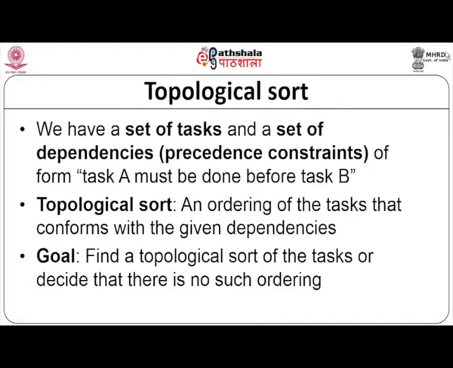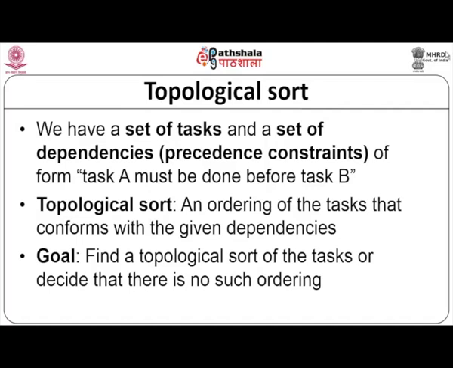Now, what is a topological sort? That is the first question we have to explain. Topological sort is basically associated with directed graphs. So, if you have a set of tasks and a set of dependencies, that is precedence constraints. What it means is B has to come after A, C has to come after B. It is not necessarily in alphabetic order. So, task A must be done before task B.